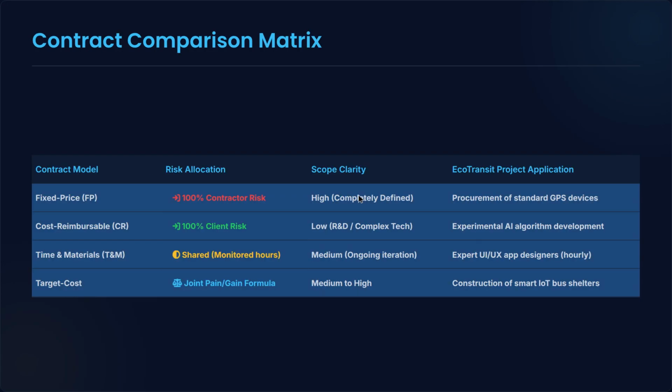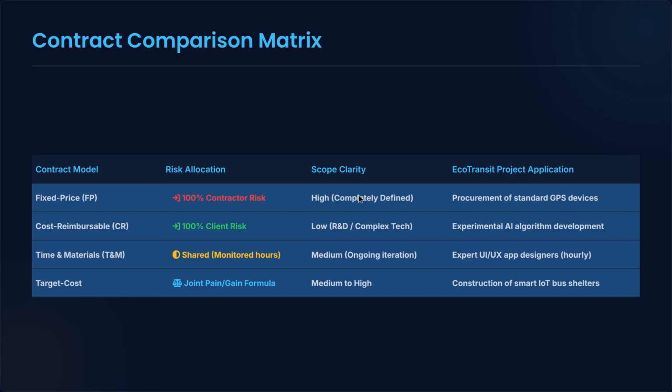Let's zoom out and look at the big picture. This comparison matrix shows you exactly how to map your project risk. As you go from fixed price to cost reimbursable, the financial risk shifts entirely from the contractor over to the client. When scope is rigid and clear, choose fixed price, like our GPS units.